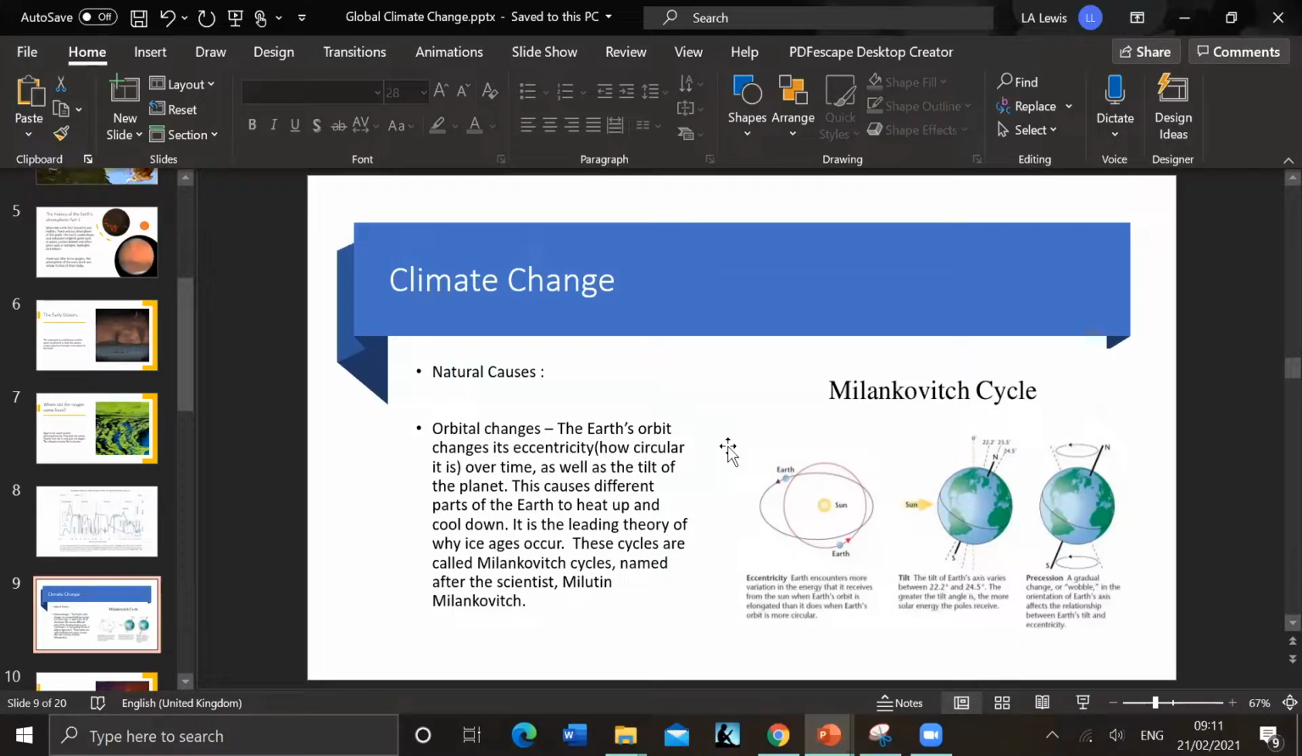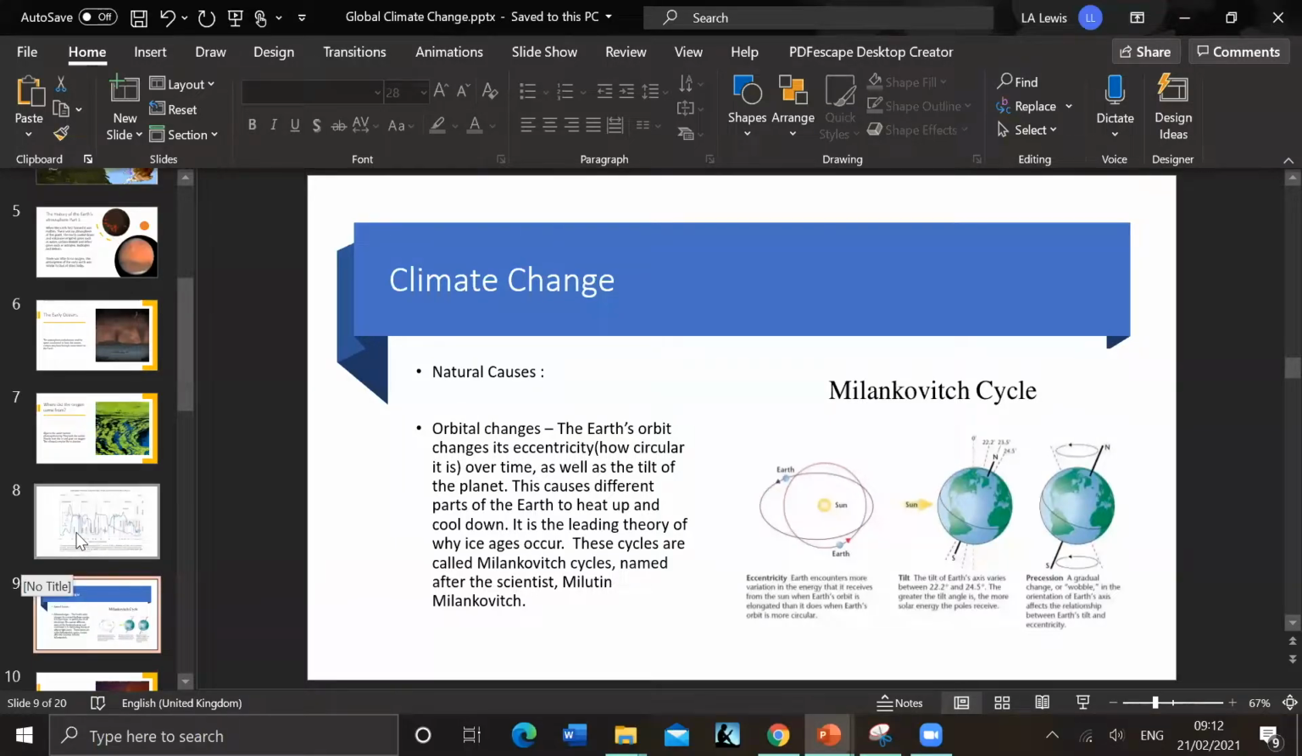What this does is affect how much energy certain parts of the Earth receive from the sun. So sometimes, at certain tilts, the northern hemisphere will receive a lot more in the summer, and other times a lot more in the winter, and that can lead to ice ages. For example, if the northern hemisphere is tilted away more of the time, the ice doesn't melt and it builds up.